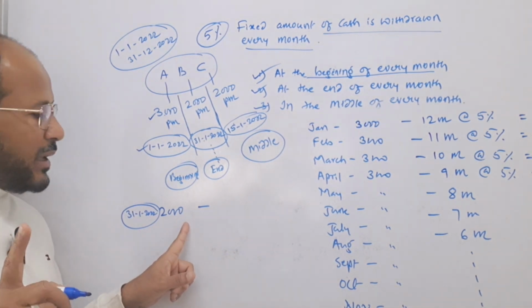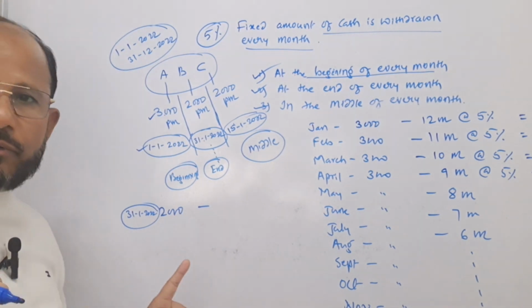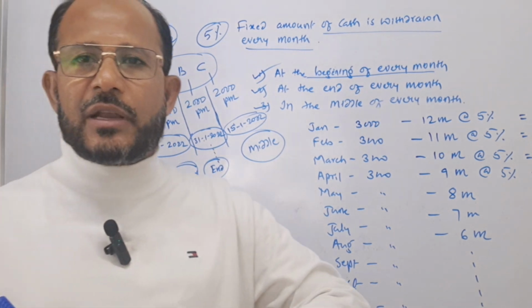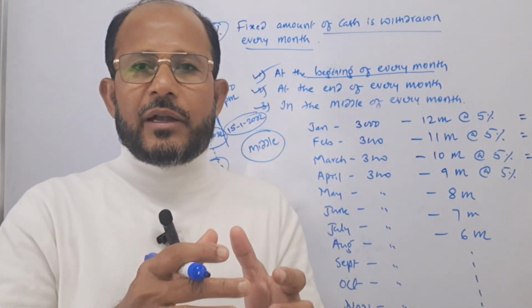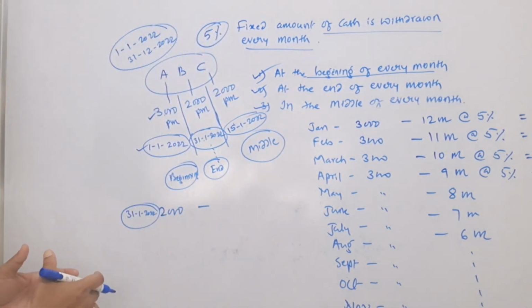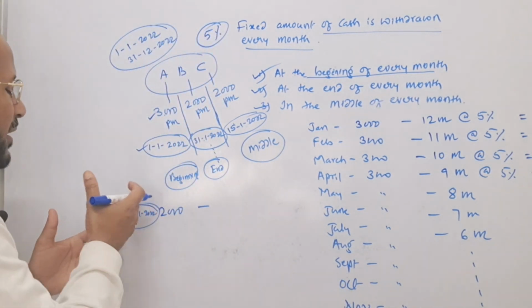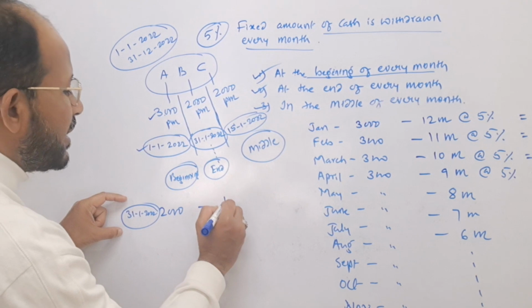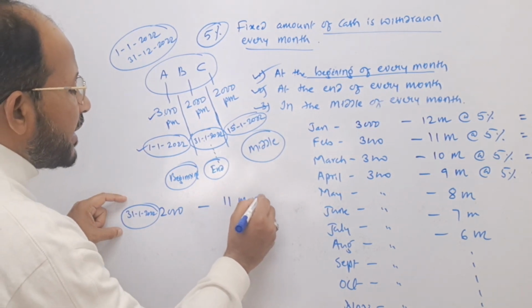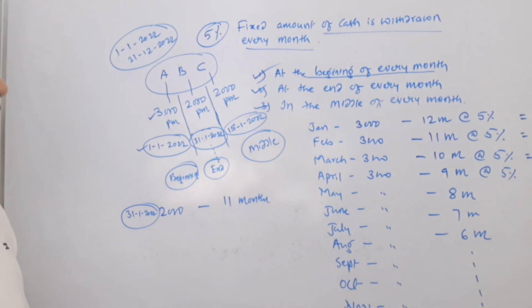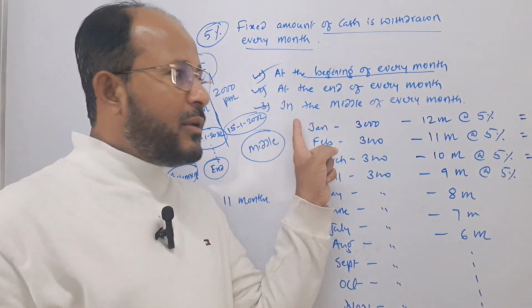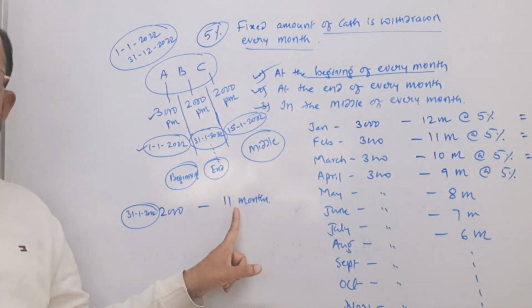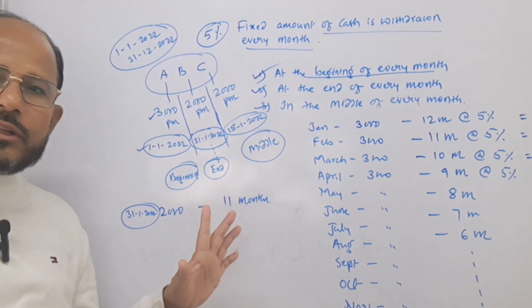Not for 12 months. Here he has to pay interest only for 11 months, because he has taken this amount from the firm on 31st January, and the month of January has already gone. That is why, for calculating the period for which interest is to be calculated, the month of drawing is to be excluded. This month is not supposed to be included here. So for how many months is the interest to be calculated? Only for 11 months. If the amount is withdrawn at the beginning, we take 12. If the amount is withdrawn at the end, interest is calculated on the first drawing for 11 months.